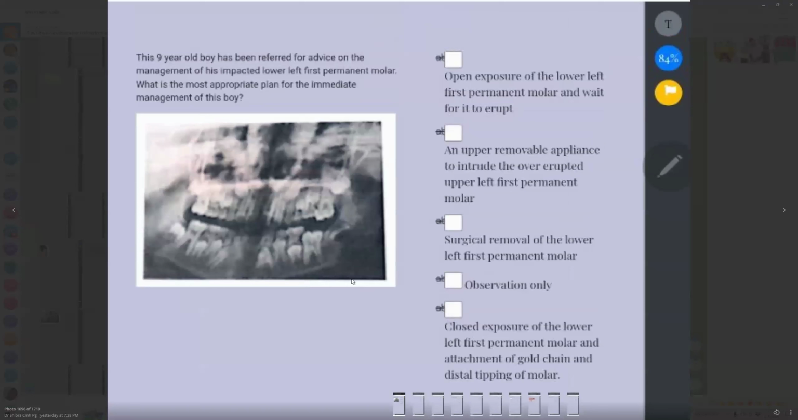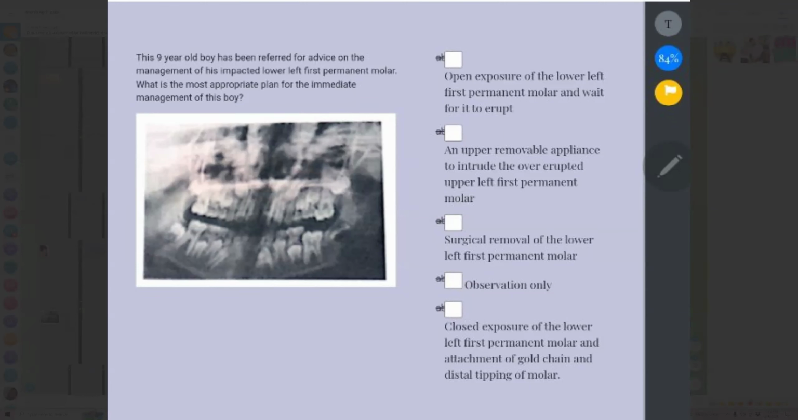This 9-year-old boy has been referred for advice on the management of his impacted lower first permanent molar. What is the most appropriate plan for the immediate management of this boy? Open exposure of the lower left first permanent molar and wait for it to erupt. Upper removable appliance to include surgical removal.